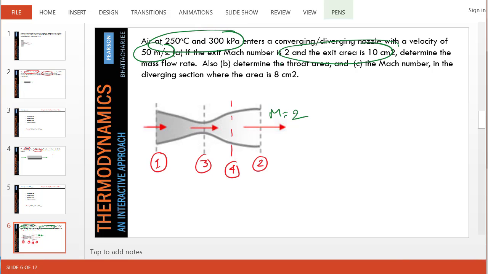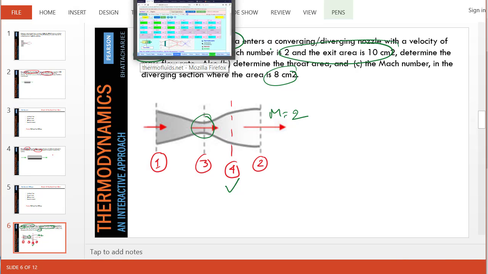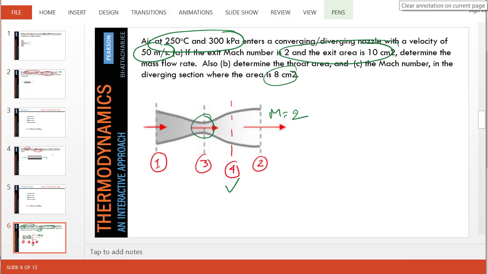We are also asked to determine the throat area. We call it state 3. Of course, throat area would be identified by Mach number 1. And then the Mach number somewhere in the diverging section where the area happens to be 8 centimeters square. We designate that as state 4. Well, I have already calculated states 1, 2, and 3. And then we'll do state 4 together. So let me show you what I have done so far.